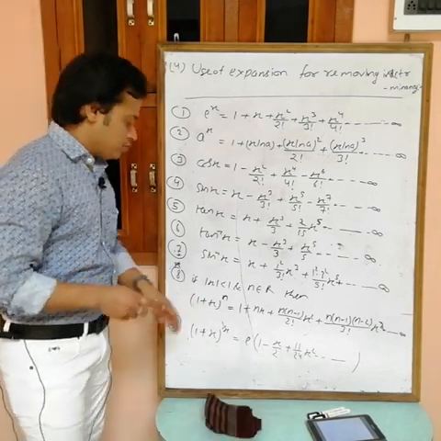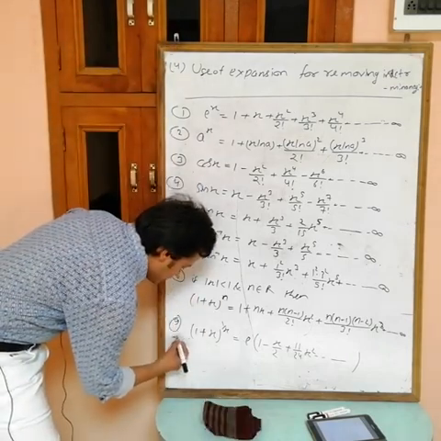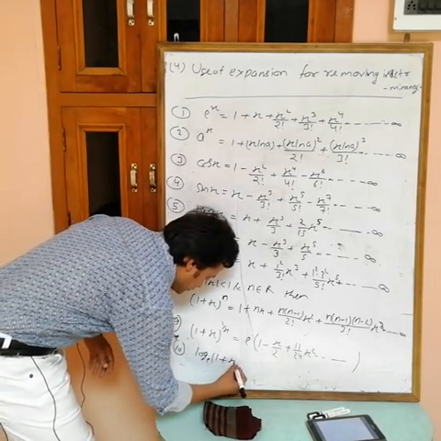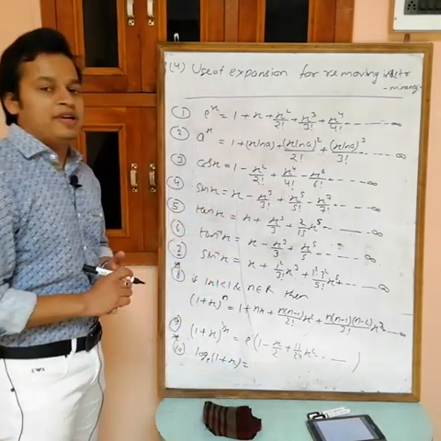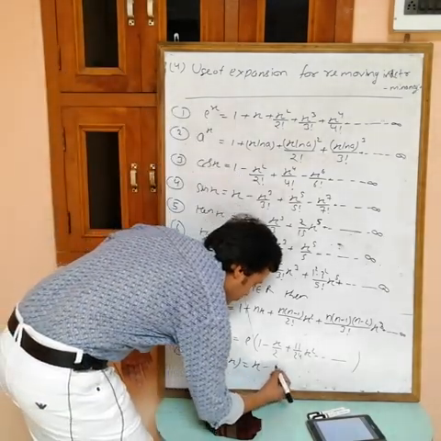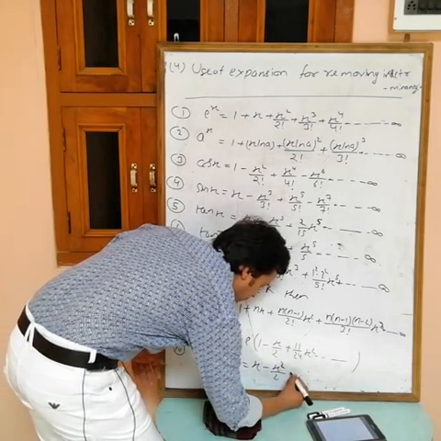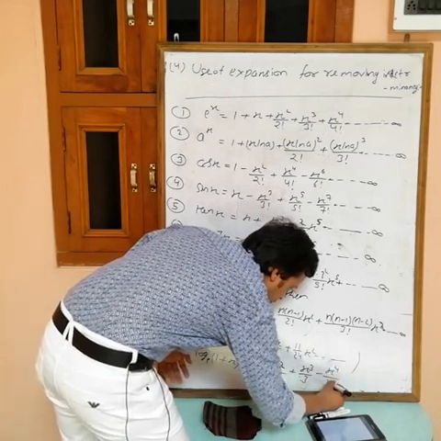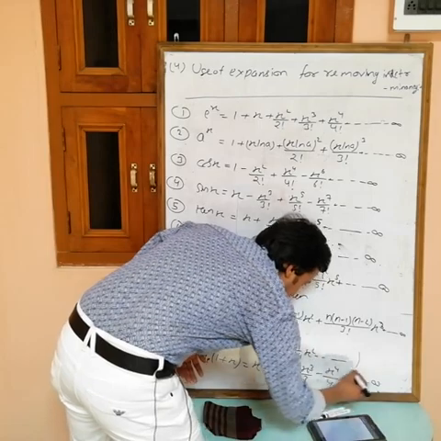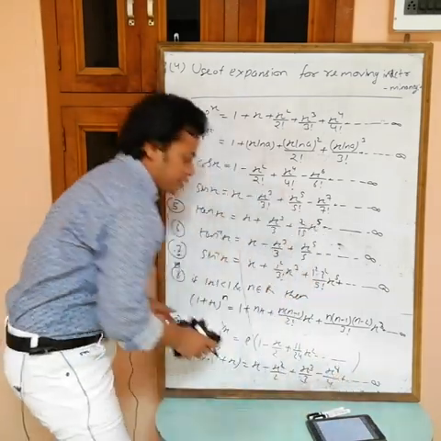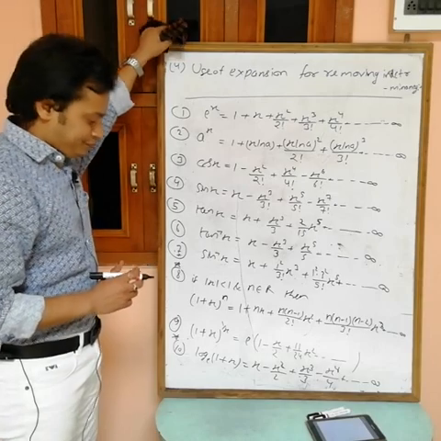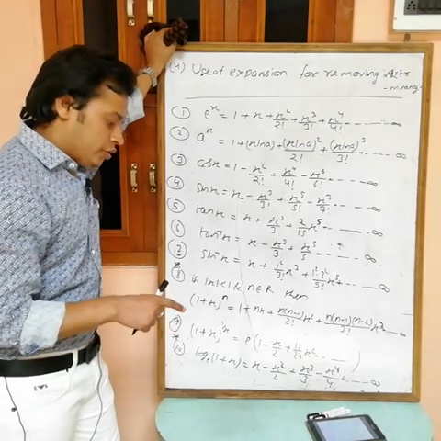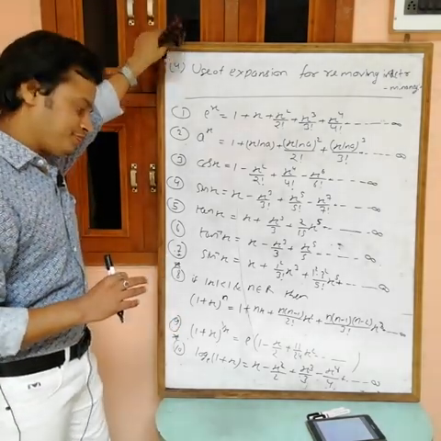Oh sorry, one is also remaining, that is log(1+x), and that is also important. Log 1 plus x, base e, is equal to x minus x square by 2 plus x cube by 3 minus x power 4 by 4, up to infinity. Okay, now write down x minus x square by 2 plus x cube by 3 minus x power 4 by 4. Okay?